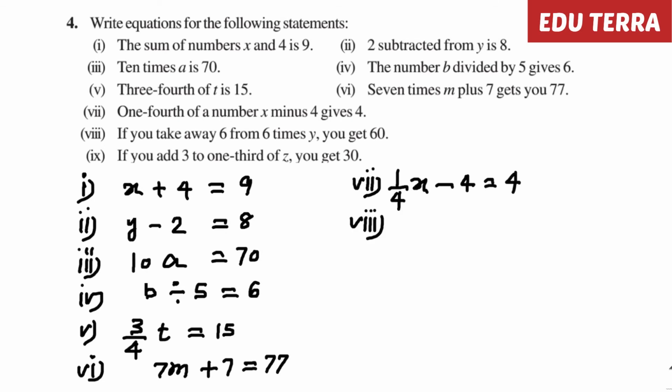If you take away 6, take away means subtract 6 from 6 times y, so 6y minus 6 equals 60. If you add 3 to 1/3 of z, so 1/3 of z means 1 by 3 z. If you add 3, so plus 3 equals 30.